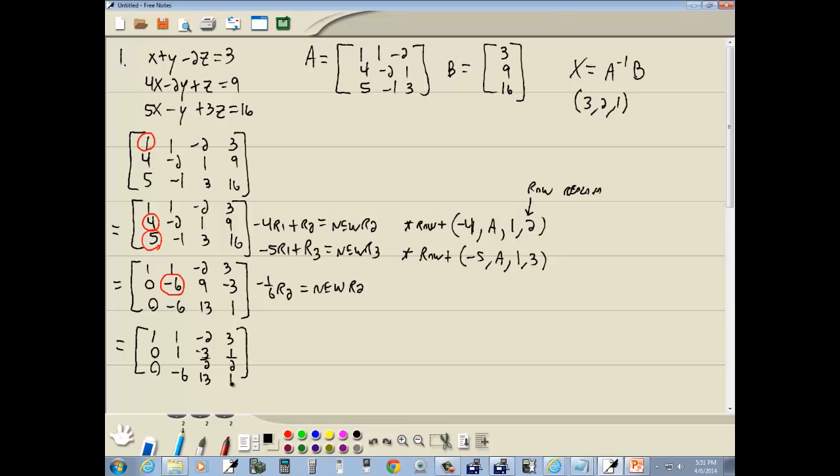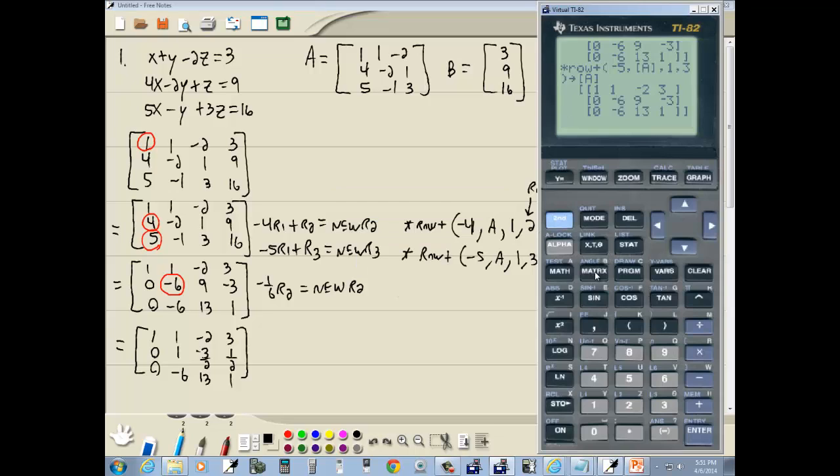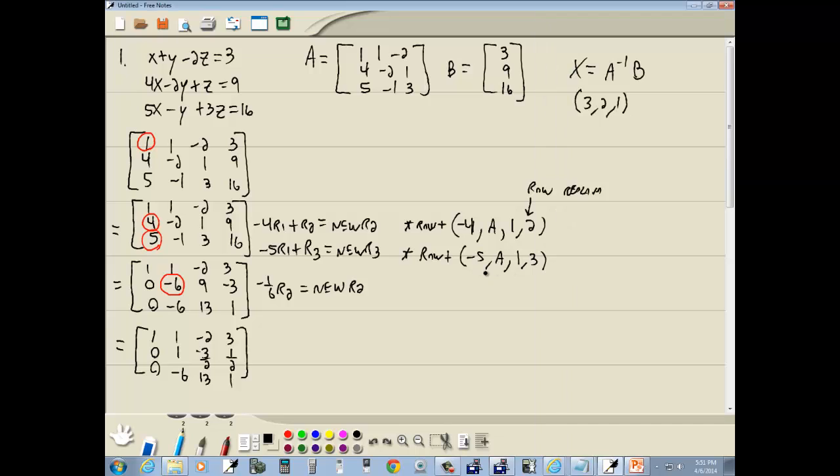Okay. Now on our calculator, I think we had an asterisk row. Let me check. So press my matrix, right arrow to math, down to the bottom. Okay, we have asterisk row. That's where we're multiplying a row by a number. See if I remember the syntax. Okay. I'll put negative 1, 6 first, and then I'll put A, and then I'll put which row, which is 2. Let's see if that works.